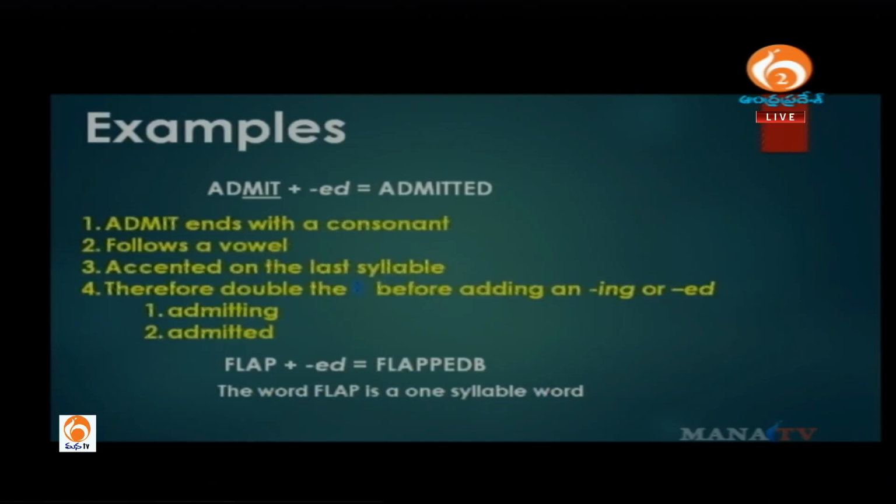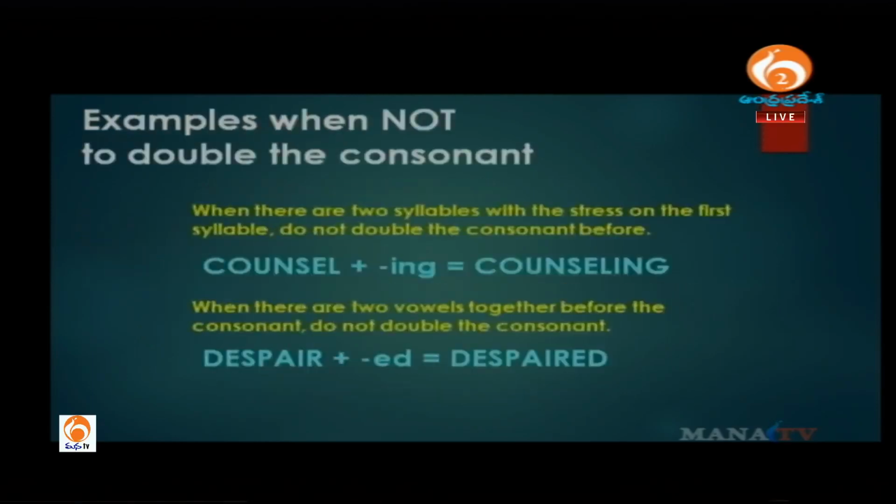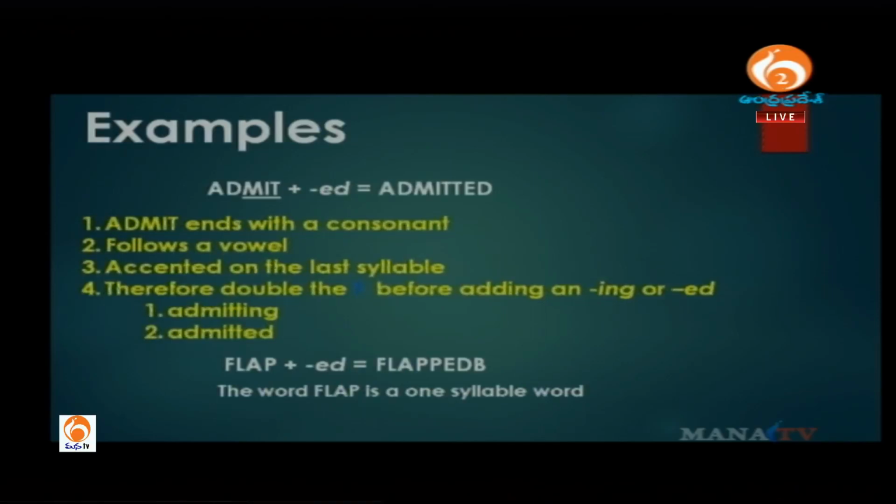All right. So if I have the word admit, I add ed, that becomes admitted. Admit is 2 syllables, admit, when I add an ed, it becomes 3 syllables. Admit ends with a consonant and follows a vowel, accented on the last syllable, therefore double before adding ing or ed. For example, I am adding 2 t's here, admit, admitting, admitted. So when I am using an ed here, I am adding another consonant.